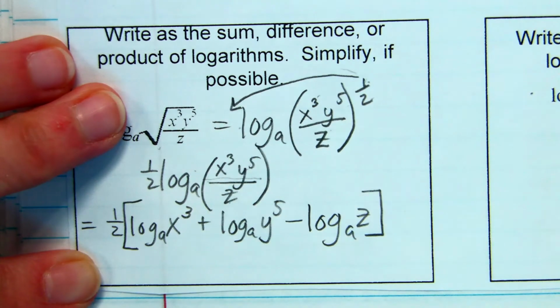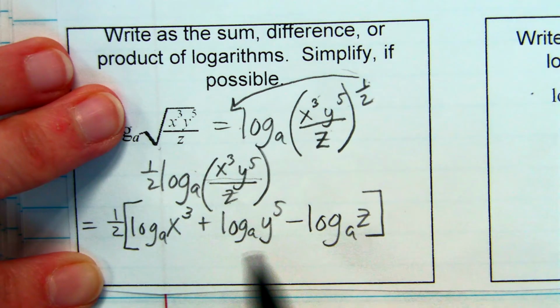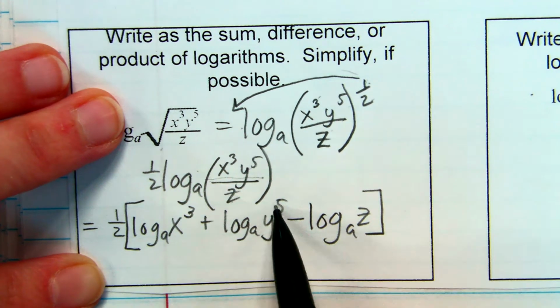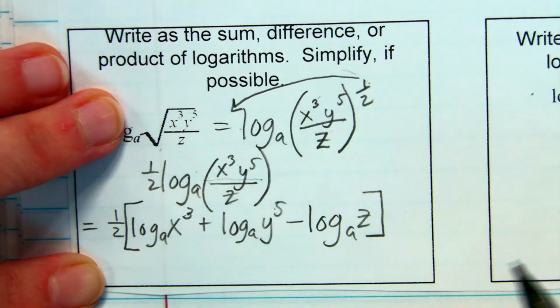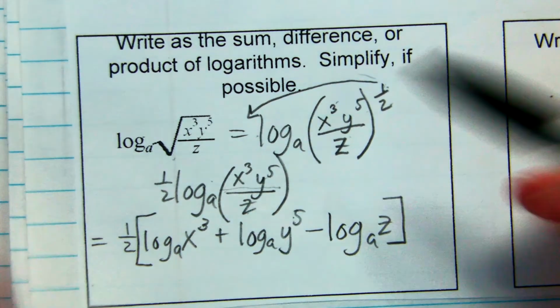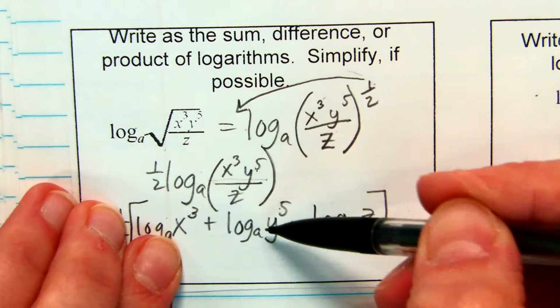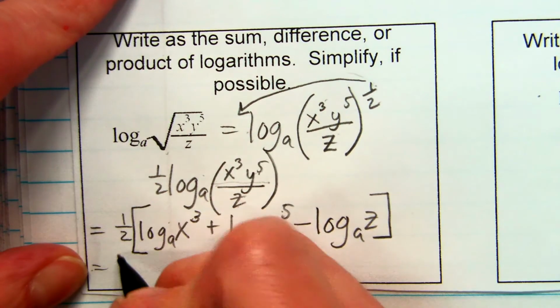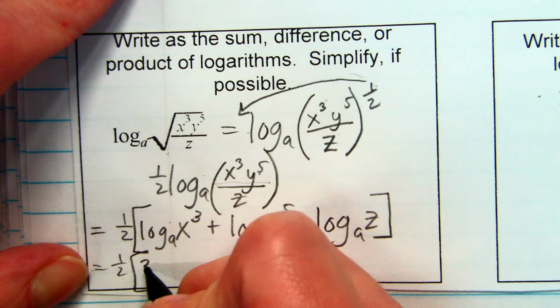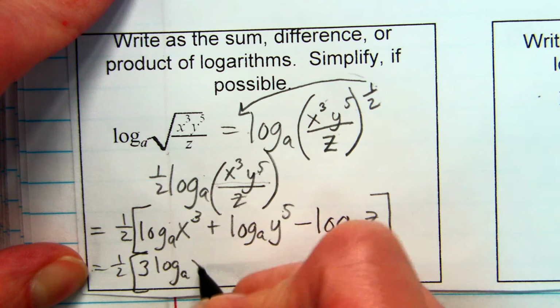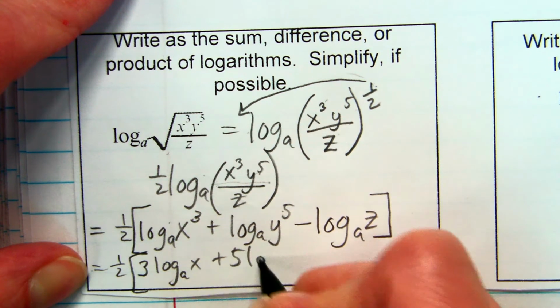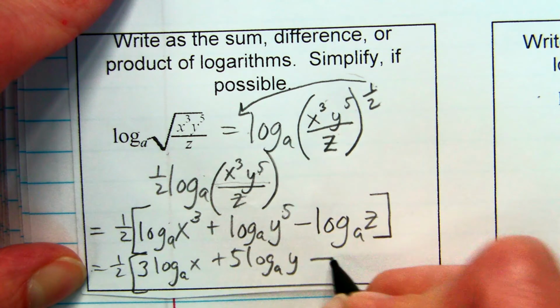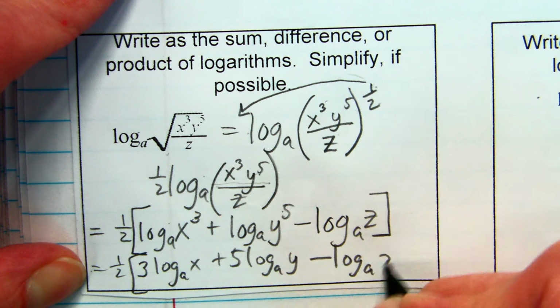So the only thing that I now have to do is take care of the powers. You see I have a 3rd power and a 5th power. Make sure you understand these things are multiplied. They're in the top. They're positive when I break them apart. So I'm just going to leave the 1/2 out there, and we'll have 3 log base A of x plus 5 log base A of y, and then the last part can stay the same.